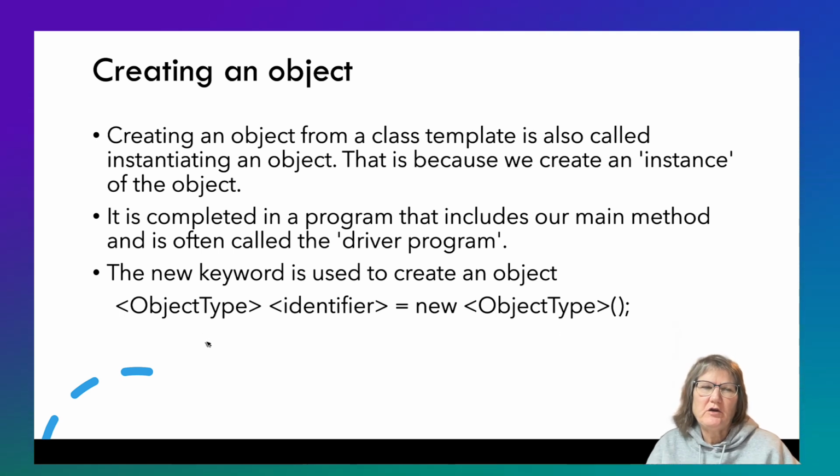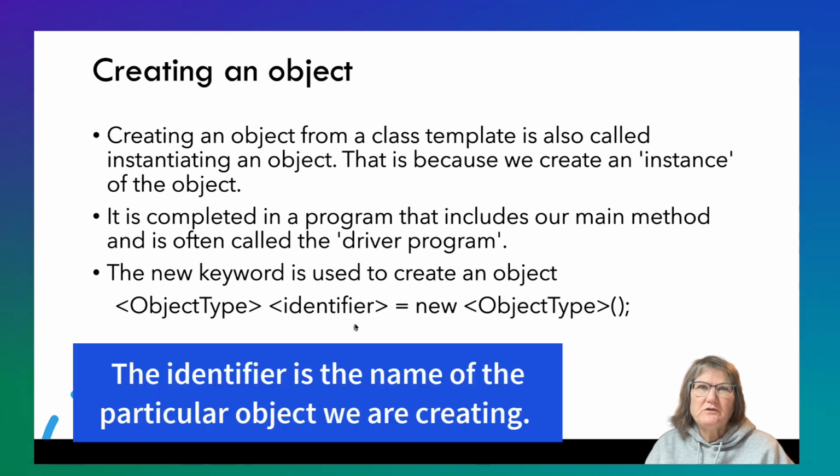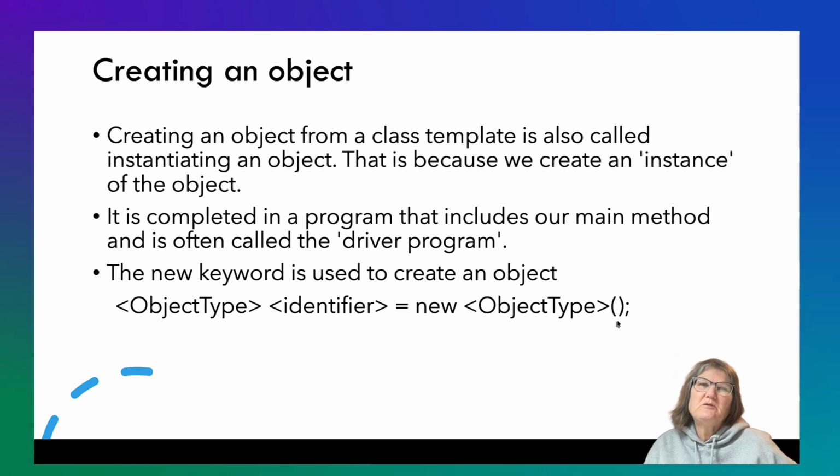This is what our line of code is going to look like. We have the object type, which is going to be the name of your class. We have an identifier, which is a variable name for that class. We have the new keyword. We have the object type repeated again. And then we have parentheses because we are calling an action method that will create that object.